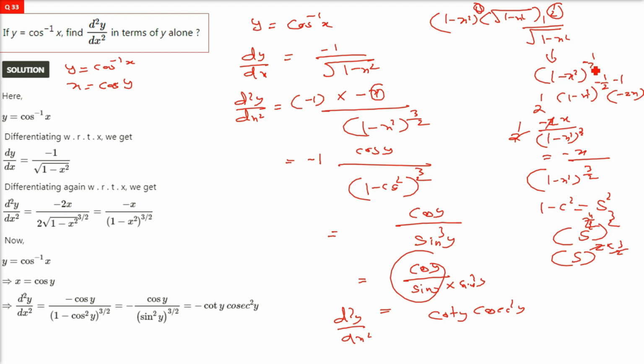On the left hand side you have d2y by dx2. So we have finally achieved on the right whatever is there. It may be cot or cosec square, whatever it is, but with y only. There is no x on the right. This is the final answer.